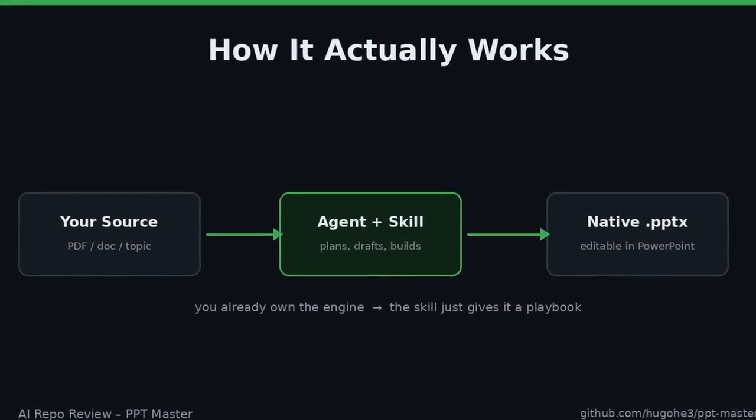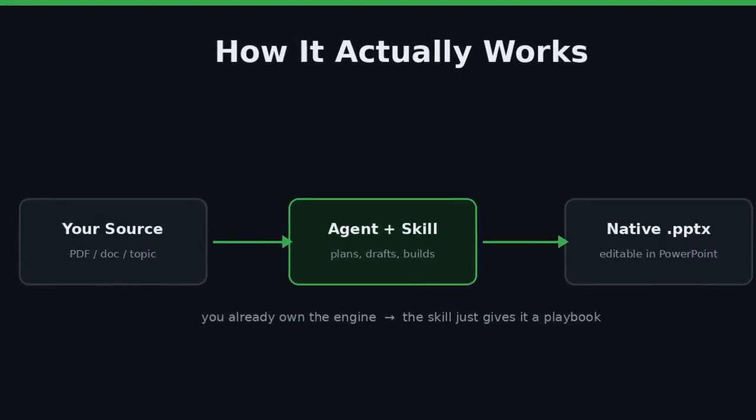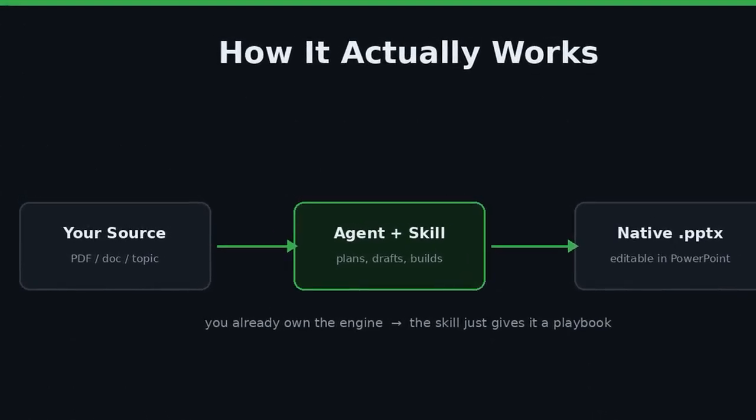Here's the flow. You give the agent a source, a document, or just a topic. The PPT Master skill takes over from there, acting like a playbook. It plans a narrative structure, drafts content for each slide, chooses layouts, and calls scripts that assemble a real PowerPoint file, section by section. The key idea is that the skill doesn't replace your AI model, it directs it. You bring the intelligence, Claude, Kimi, whatever you're running, and the skill brings the process.